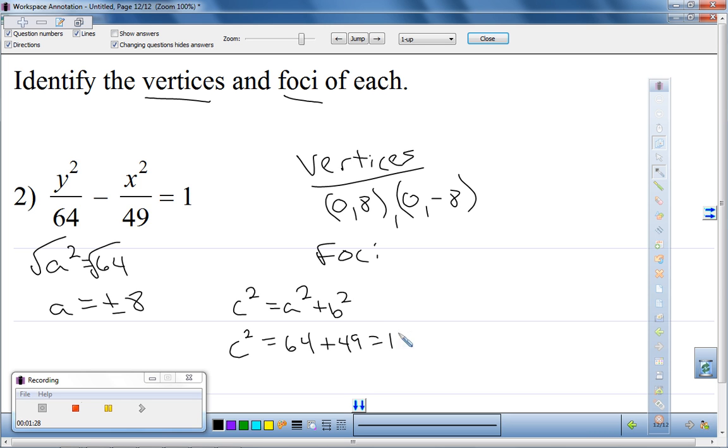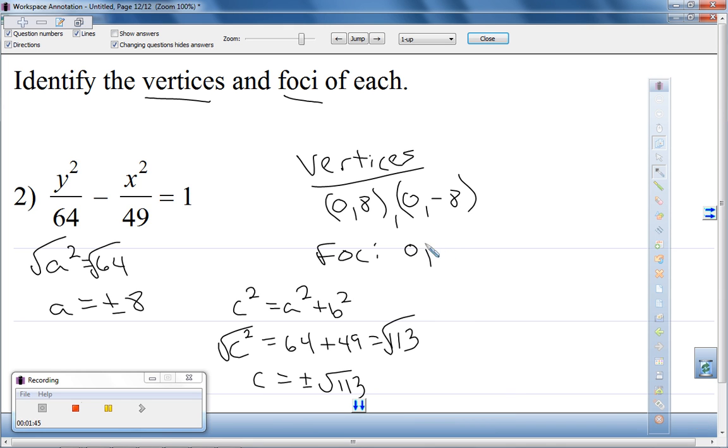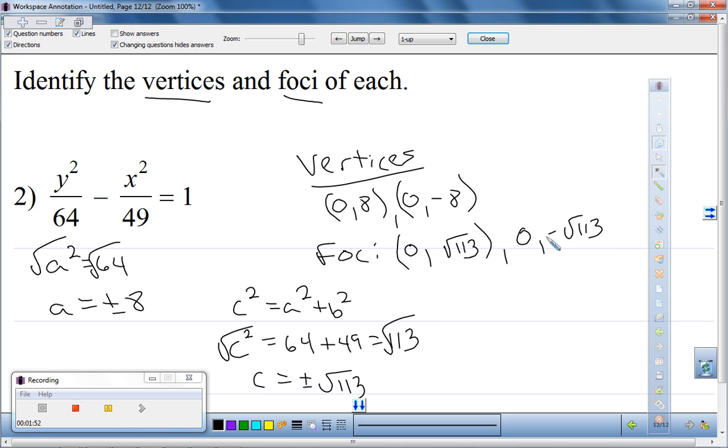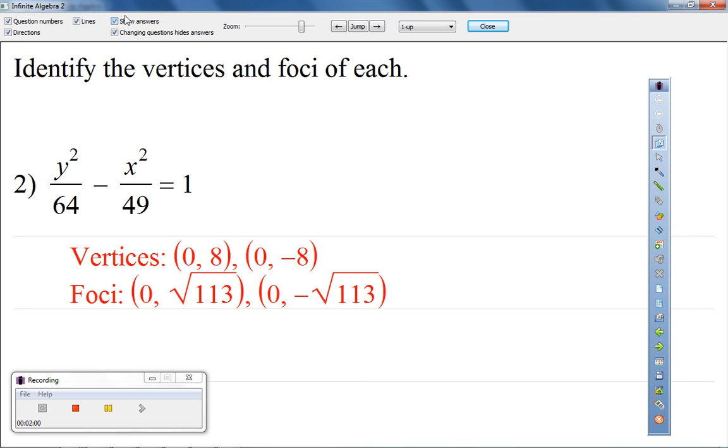However, we need c, so we'll take the square root. So c is equal to plus or minus the square root of 113. Again, the foci will be on the same axis as the vertices, so it'll be (0, square root of 113) and (0, negative square root of 113). Alright, while we're here, let's check our answer just to make sure. And this is what we ended up with.